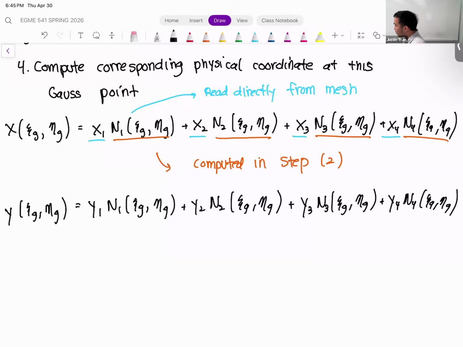And once again, these look like scary expressions, but remember, everything in this expression is known. All the x coordinates are known. We've already computed the values of the shape functions in step 2. So even though these expressions are scary, you should get an explicit single value for x and y after applying these formulas.